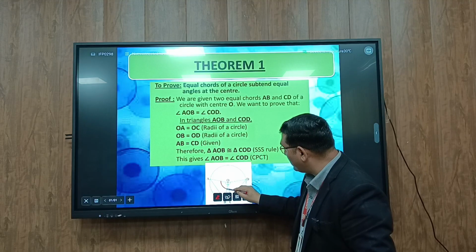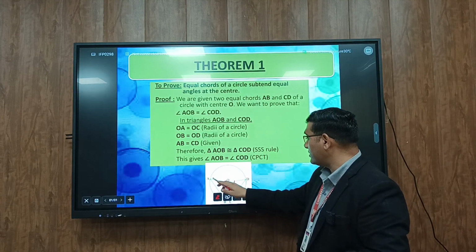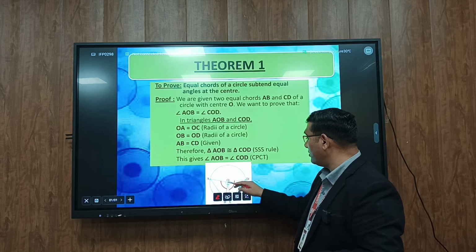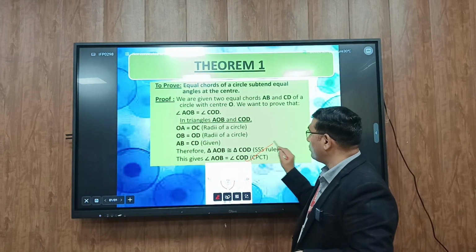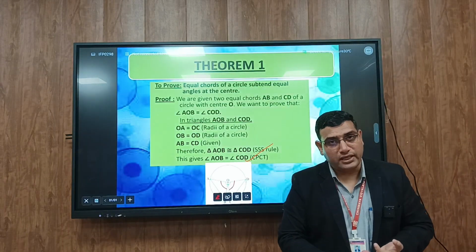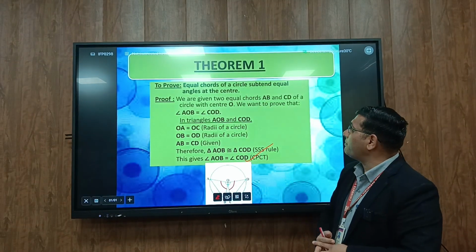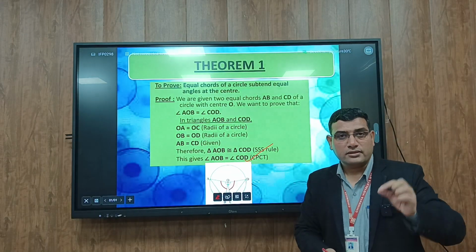These are the angles we are proving, angle AOB and angle COD. This is theorem 1 in class 9. The theorem is: equal chords of a circle subtend equal angles at the center.